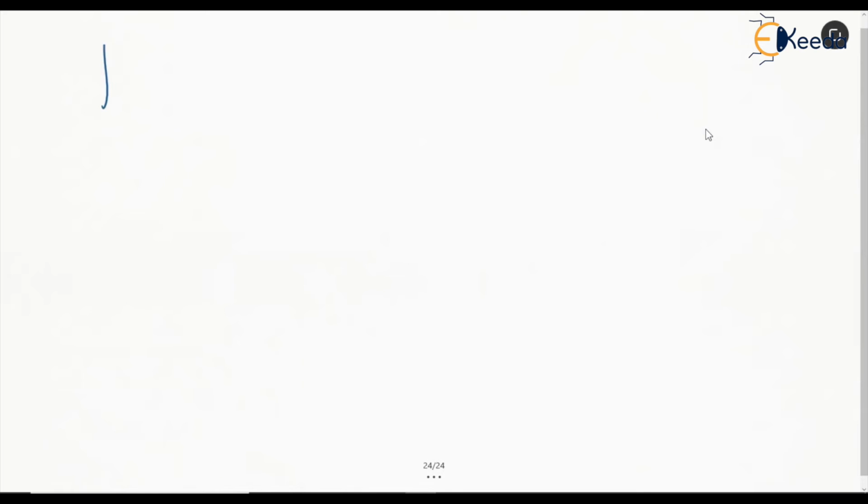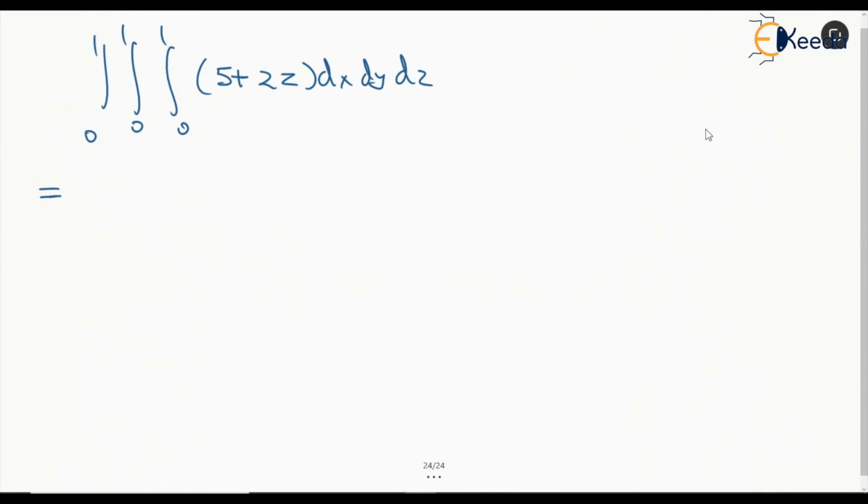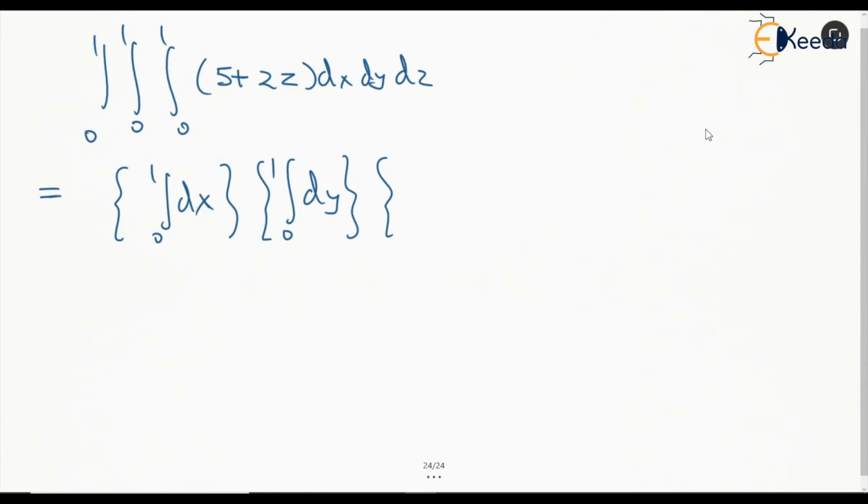This is 5 plus 2z dx, dy, dz, 0 to 1, 0 to 1, 0 to 1. Now that we know that these variables are independent, let's do it separately. Integration dx 0 to 1, integration dy 0 to 1, and integration 5 plus 2z 0 to 1.